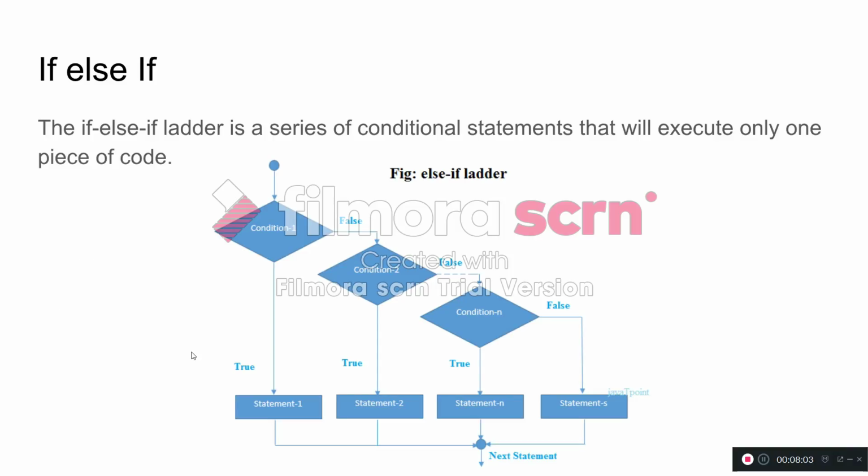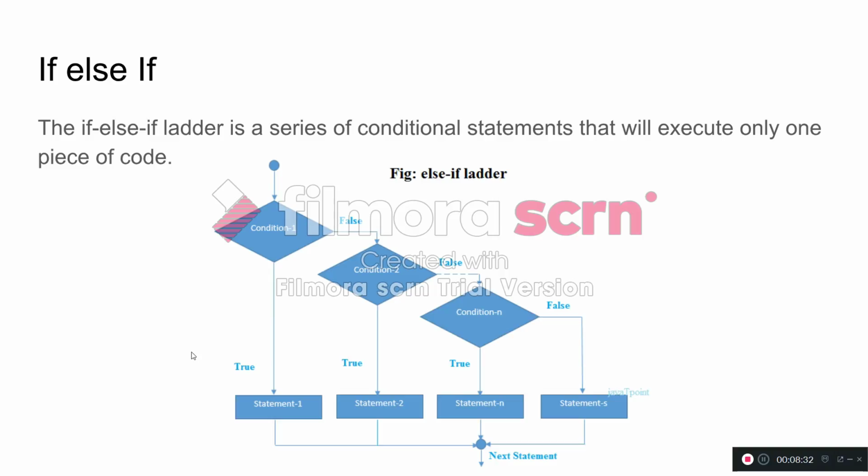Finally, applying the knowledge that we have learned from simple if statements and more complex else statements, else if actually, we can apply this to an if else if ladder. Basically it's a series of conditional statements that will execute only one piece of code. Now these ladders, these series of conditional statements, are applicable to a lot of very interesting situations in real life.